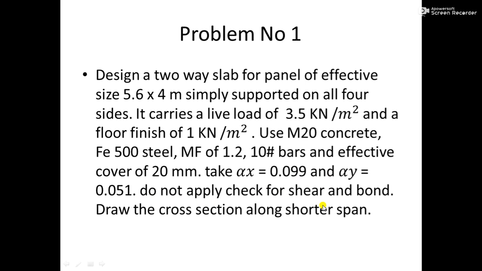Do not apply check for shear and bond. Draw the cross section along shorter span. This is the problem. Here the steel grade is given as Fe 500, that is fy 500 Newton per mm square. Concrete grade M20, that is fck is 20 Newton per mm square. Then modification factor 1.2. You have to use 10 mm diameter bars. Alpha x, alpha y are given. Ly 5.6 meter, Lx 4 meter is given, and we have to design a two-way slab.